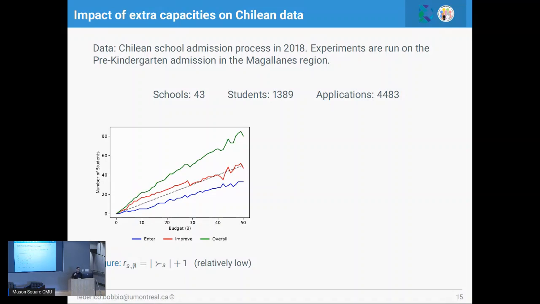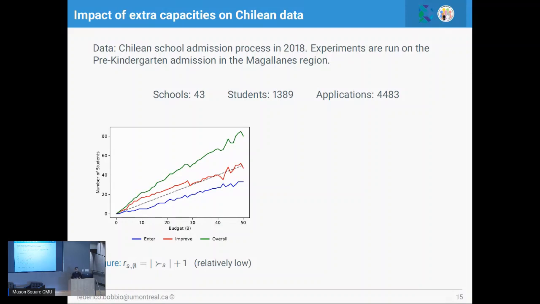So in the plot, on the x-axis, we have the size of the budget, so we augment it. And on the y-axis, we have the number of students. So the red line represents the number of students who, as a consequence of allocating optimally the extra capacities, improve their own assignment inside of the matching. So it is the students who are already assigned without extra capacities. And as a consequence of the optimal allocation of extra capacities, they improve their own matching.